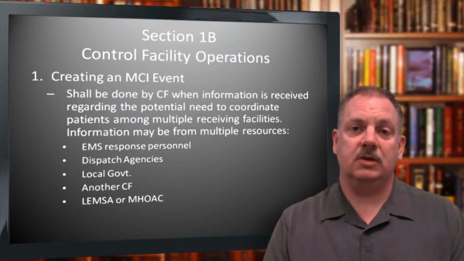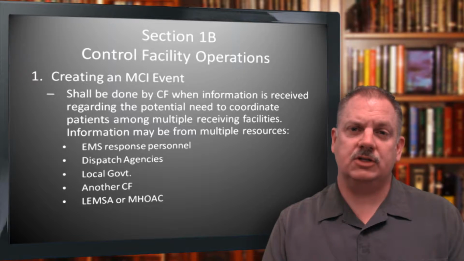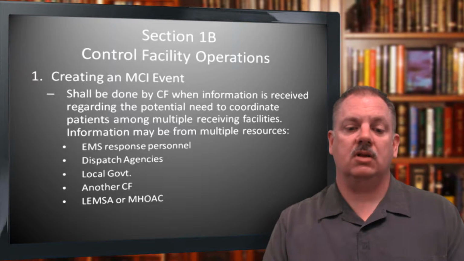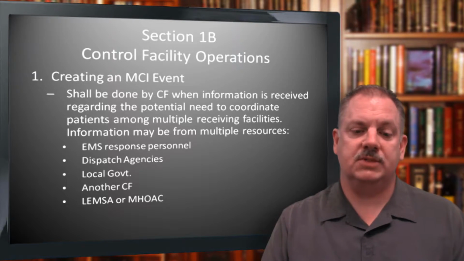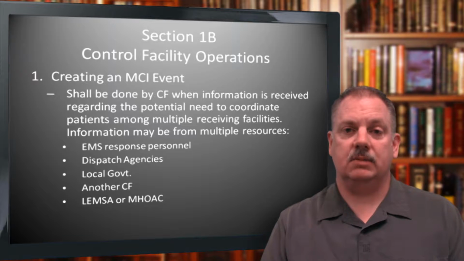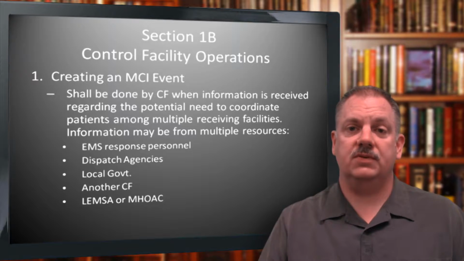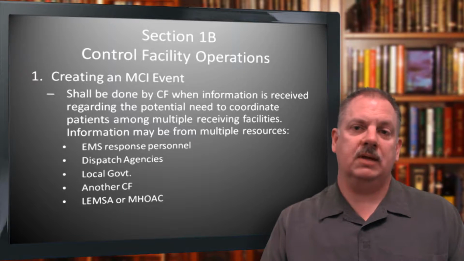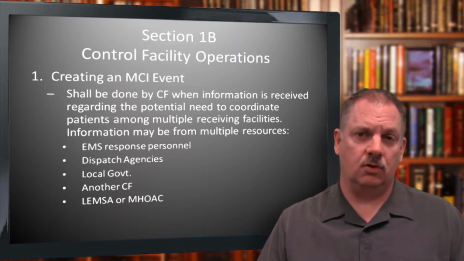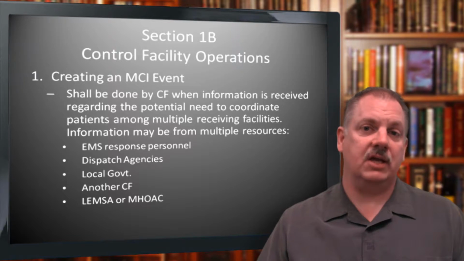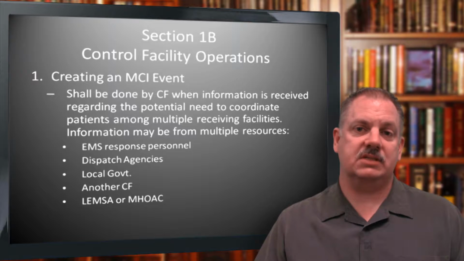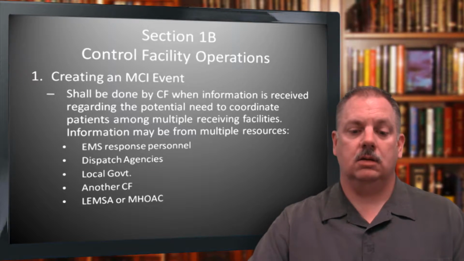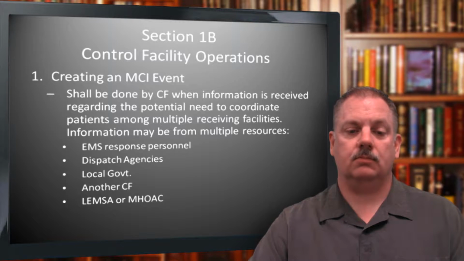Dispatch agencies may also be proactive if they hear the information that's coming through, that if it's a bus crash or a train crash, something along those lines, they may go ahead and initiate an MCI alert as well. MCIs can be called by local government, other control facilities. If the incident is near the border of one control facility and it will be impacting receiving facilities in another control facility's area, they may be contacting them to assist them with distribution of patients. Also, the LIMSA or the MOAC may also create an MCI.